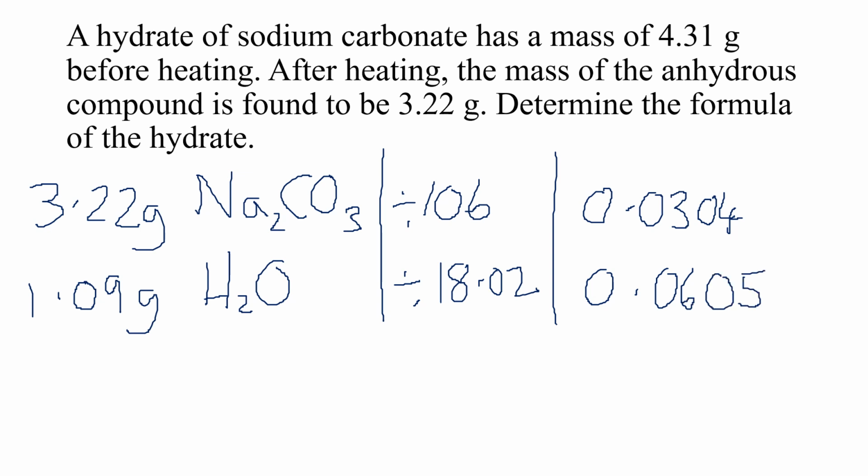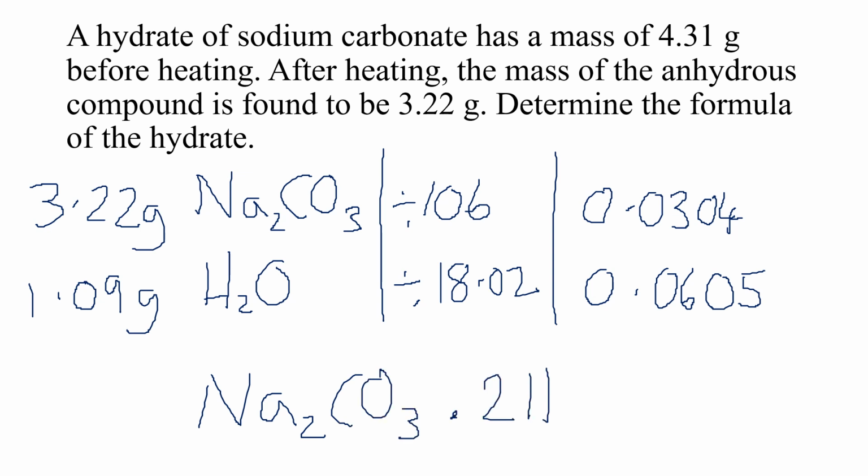And just at a glance at these numbers, can you see that the number for the moles of the water is twice that of the sodium carbonate, and therefore our formula must be Na2CO3.2H2O. So for every 1 mole of this, divide them both by the smallest number, you'd get a ratio of 1 to 2. So therefore there are 2 moles of water for every 1 mole of sodium carbonate.